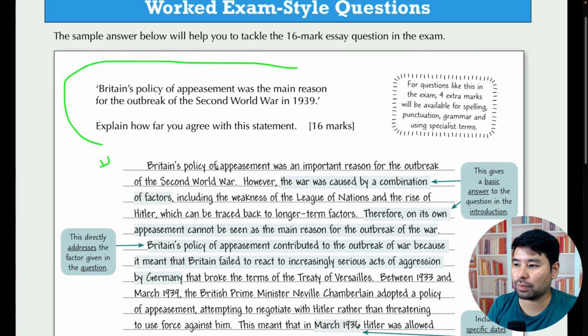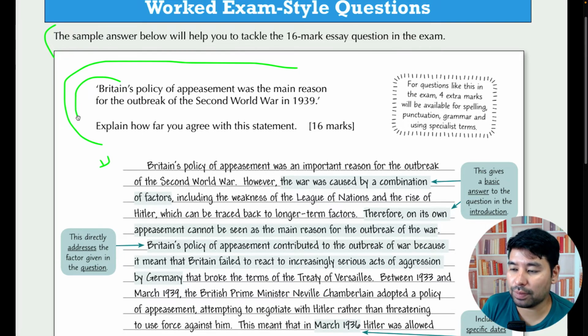Okay, so let's go. The sample answer below will help you to tackle the 16-mark essay question in the exam. So which means that the essay is worth 16 marks. 16 marks is like 16 points. So you get a lot of points if you make a very good essay. So let's go on. The source that we're gonna analyze is this one here.